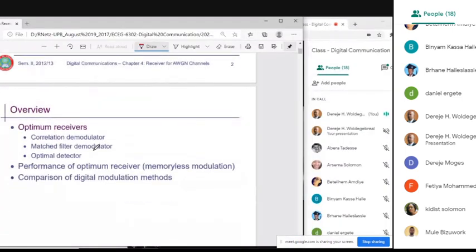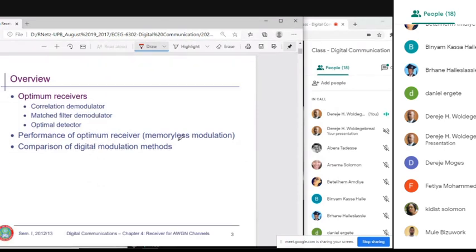So with that sort of quick remark, this is how, at least, the chapter is organized. The first part would be on the design of receivers, and then later on we would be talking about performance issues, how well a receiver would perform, and then we'll see a comparison of different modulation schemes.